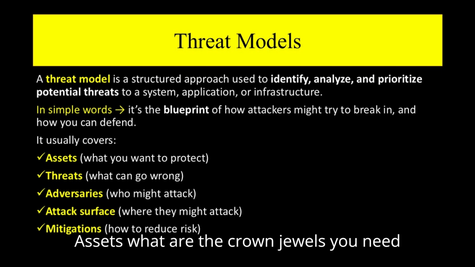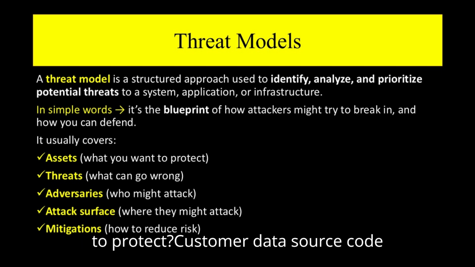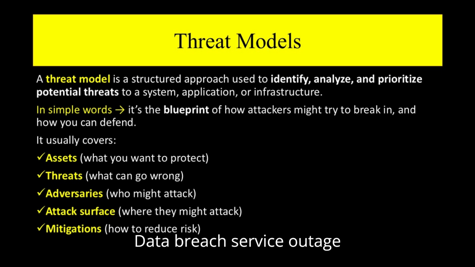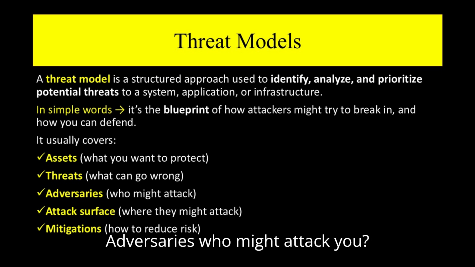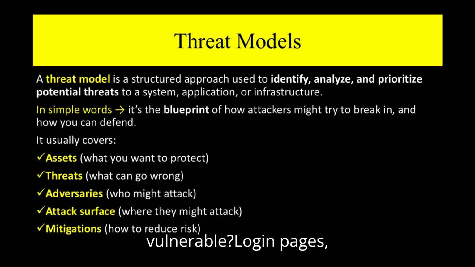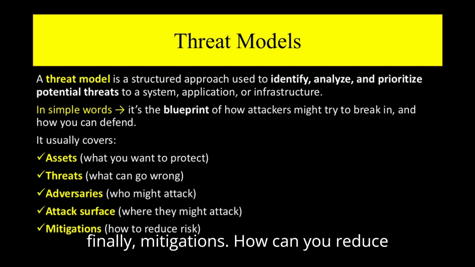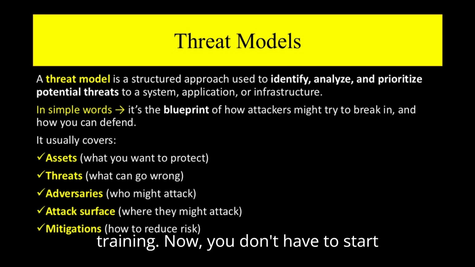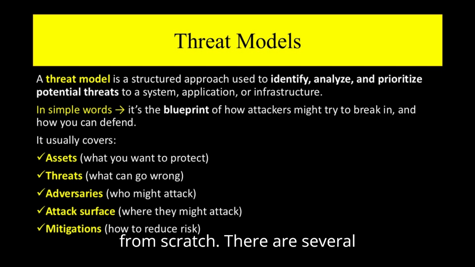Assets: what are the crown jewels you need to protect? Customer data, source code. Threats: what could possibly go wrong? Data breach, service outage. Adversaries: who might attack you? Script kiddies, organized crime, state actors. Attack surface: where are you vulnerable? Login pages, APIs, physical servers. And finally, mitigations: how can you reduce that risk? Firewalls, encryption, training.